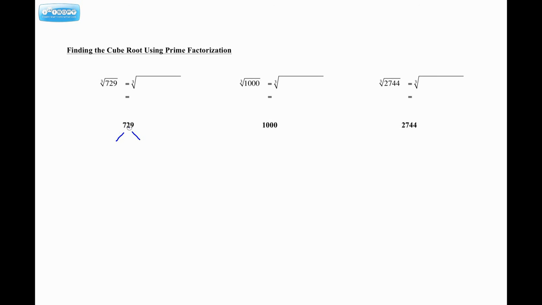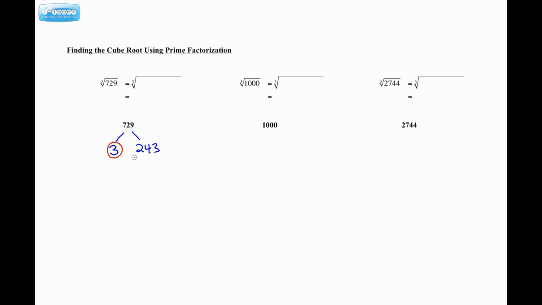All right, let's break it down. Well, 729 is odd, so it is not divisible by 2. 7 plus 2 plus 9, that is 18. Therefore, that is divisible by 3. It's also divisible by 9. 3 is prime, so that one's done. If you have a calculator, you would get 243. Otherwise, you can get it from long division. So let's keep going.